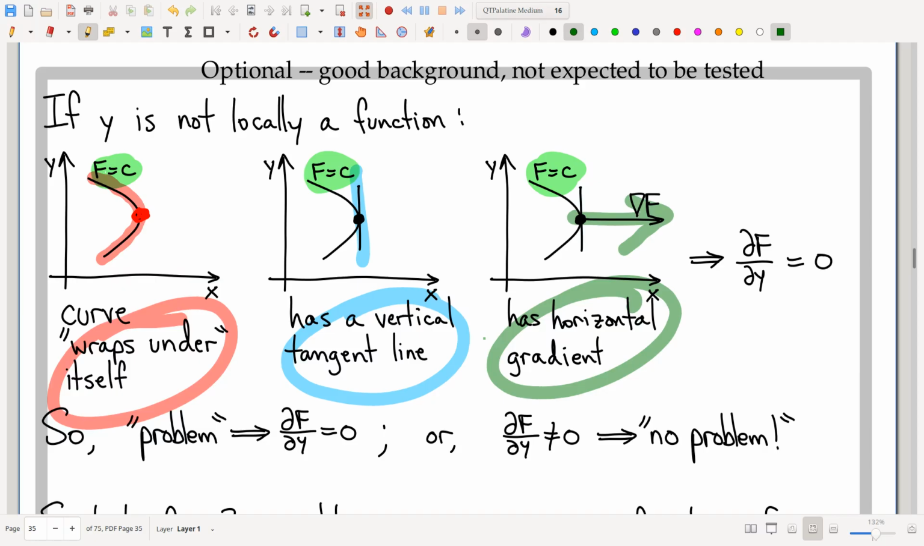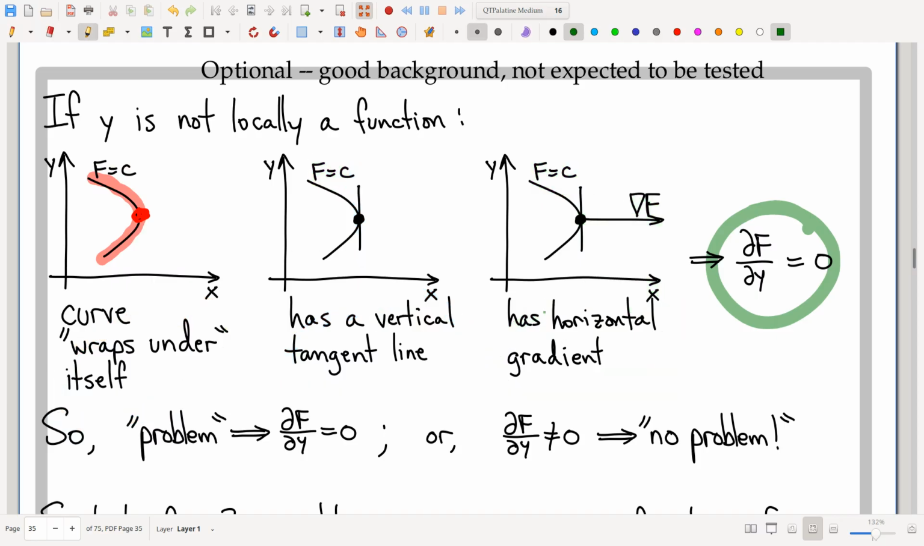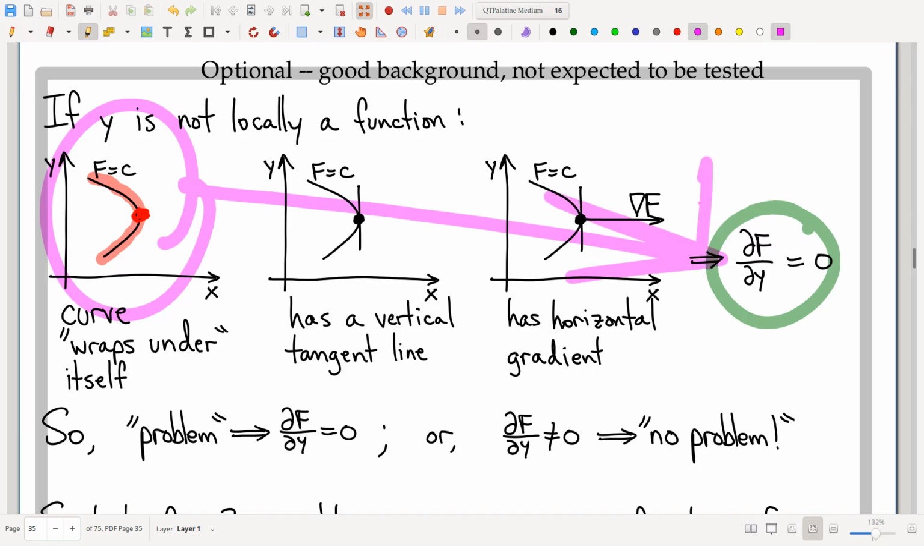Okay. And now let's think about that. What is this gradient vector? Well, this gradient's made up of the partial derivatives of capital F, and if it's horizontal, that means the y partial would be 0. So this is our first little bit of reasoning. First conclusion. Give me a second here. Clean this up. Do this with a different color. If there is a problem, that problem will make this derivative be 0. Like I have written there.